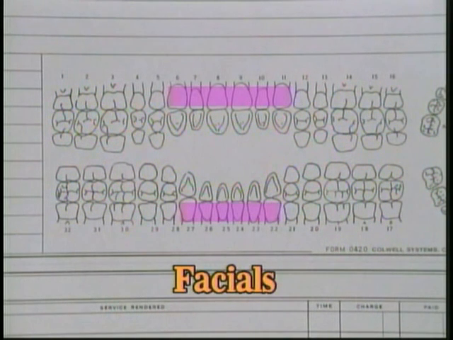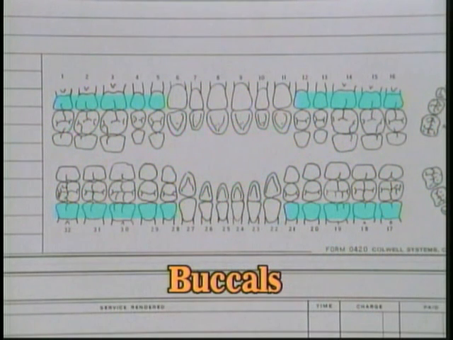The facial surfaces are the surfaces of the teeth nearest the cheeks or lips on the anterior teeth, or teeth number 6, 7, 8, 9, 10, and 11, and 22, 23, 24, 25, 26, and 27. The buccal surfaces are the tooth surfaces closest to the cheeks on the posterior teeth.